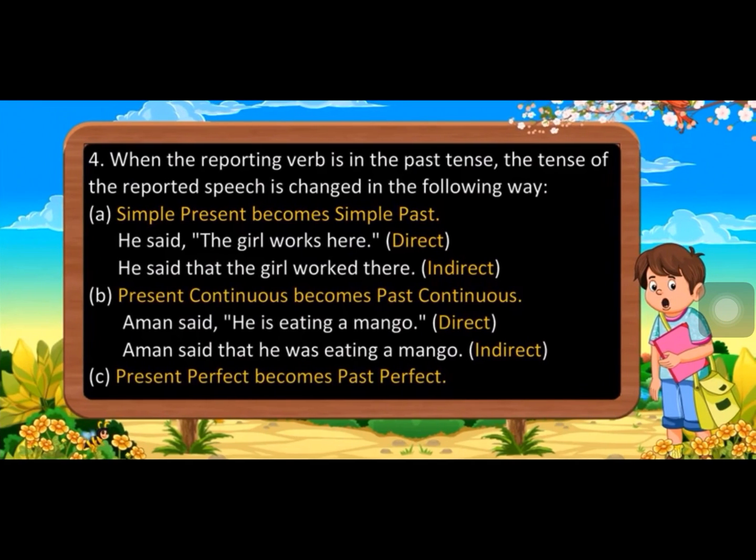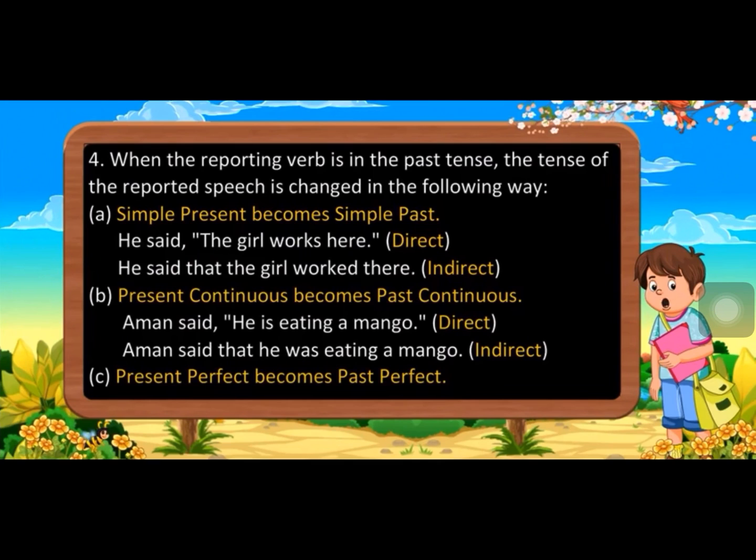When the reporting verb is in the past tense, the tense of the reported speech is changed in the following way. How? Simple present becomes a simple past. He said, the girl works here. He said that the girl worked here. So, in the previous slides, I have told you third person will come. Here, the girl, as they did not mention I or you, here they have mentioned girl. That's why you have also mentioned the girl.